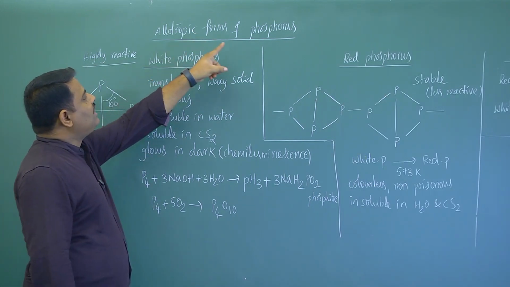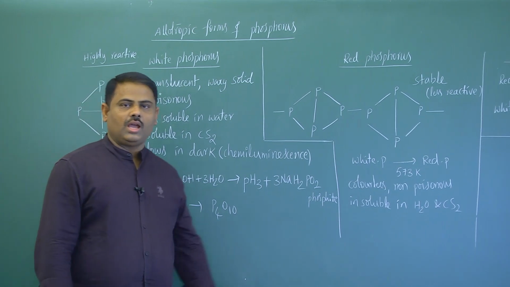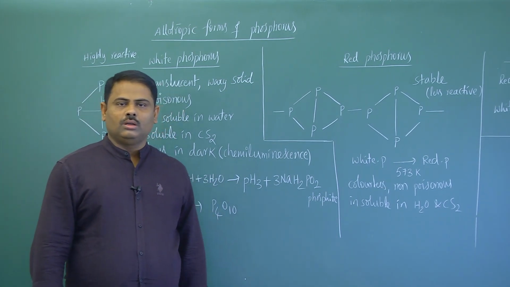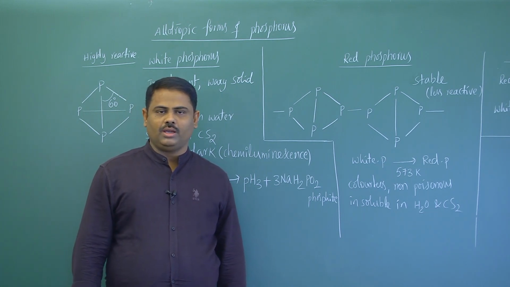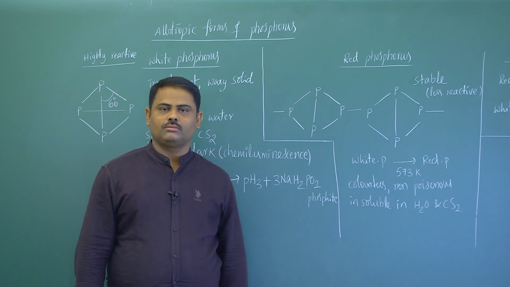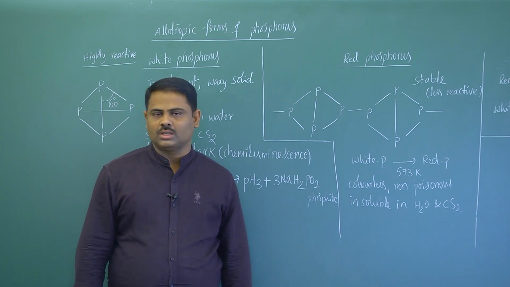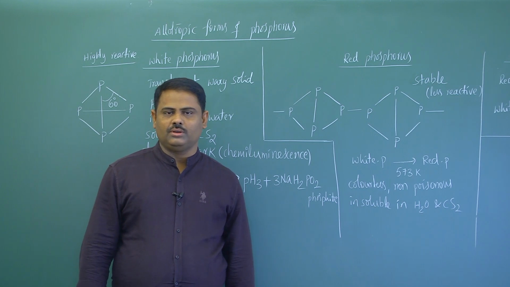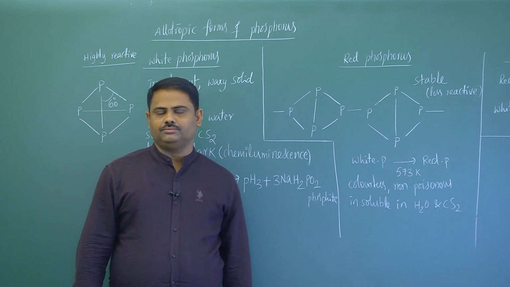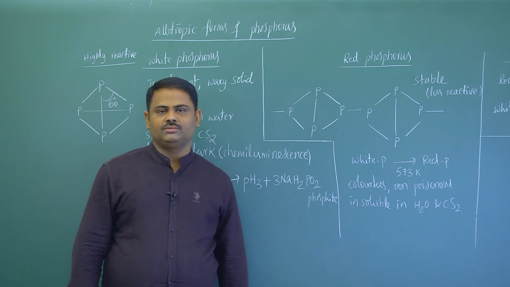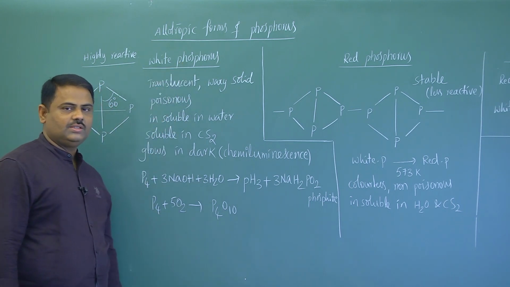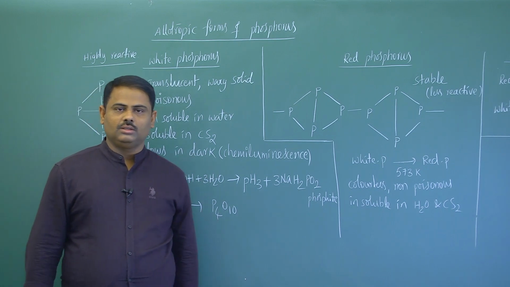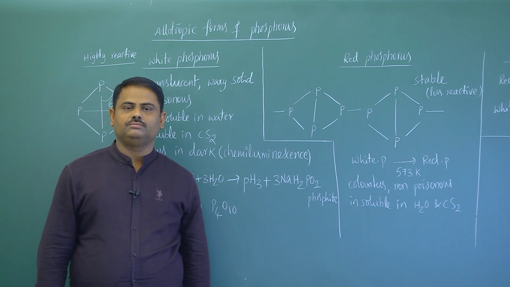Allotropic forms of phosphorus. As we know that all 15th group elements can show allotropy except nitrogen. Now among all, phosphorus shows various allotropic modifications. Among all of them, three are very important. One is white phosphorus, second one red phosphorus, third one black phosphorus.